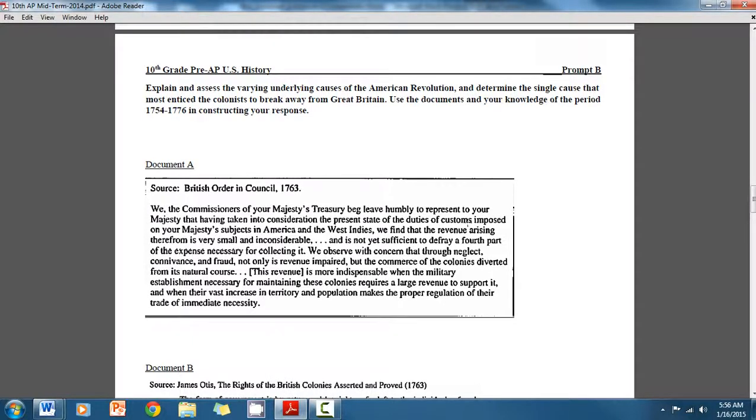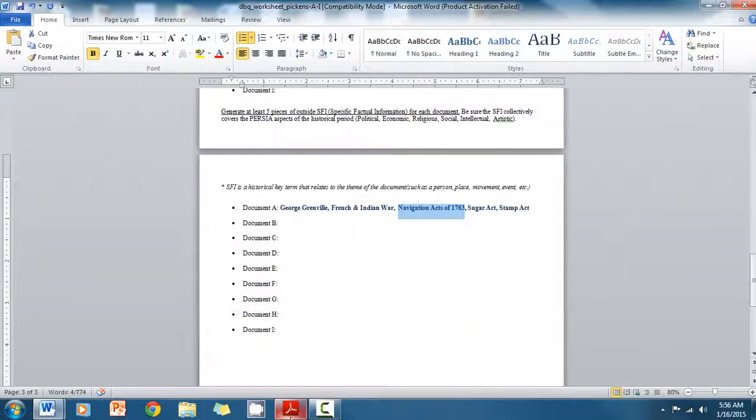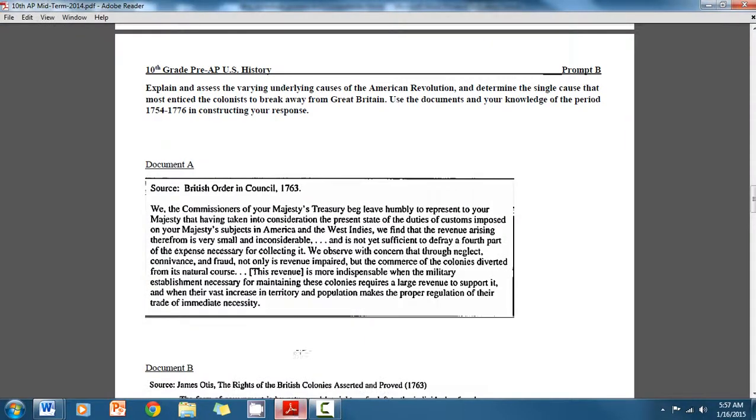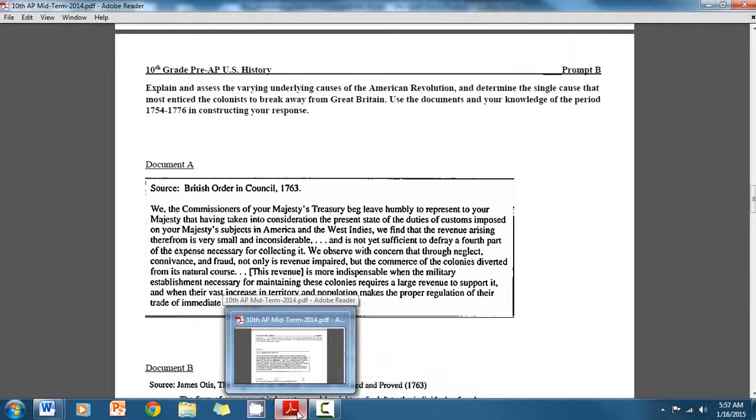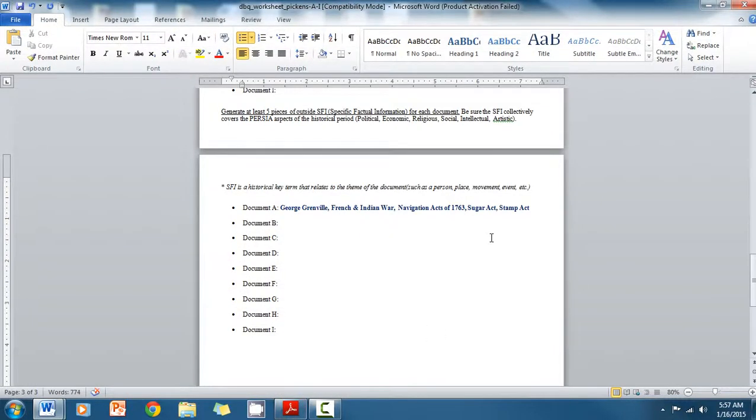Duties and customs, they are things that are unavoidable. You have to pay them. And these are decisions made by the government. And so the Sugar Act and Stamp Act are just some examples of taxes. Since the document references revenue, what are some examples of those taxes that will later be levied in the colonies? The Sugar Act and the Stamp Act, those are examples.